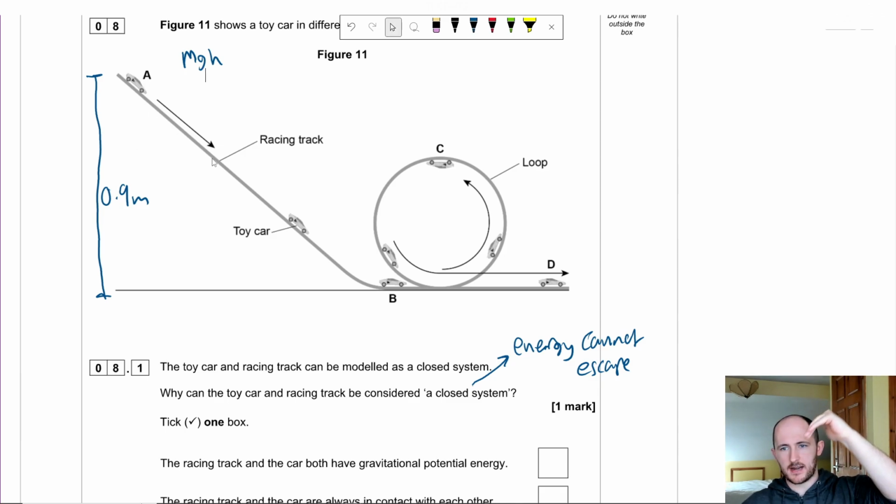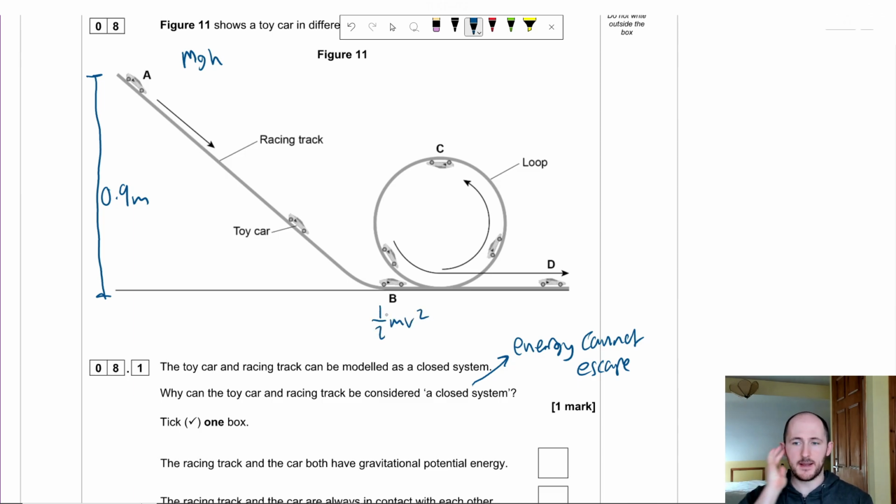Then, as it accelerates down, when it gets to point B, the height is now 0, which means the gravitational potential energy is now 0, but it's a closed system. So where has it gone? It's been converted into kinetic energy.